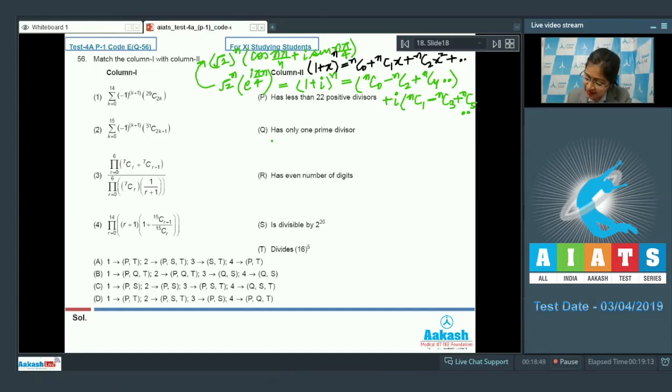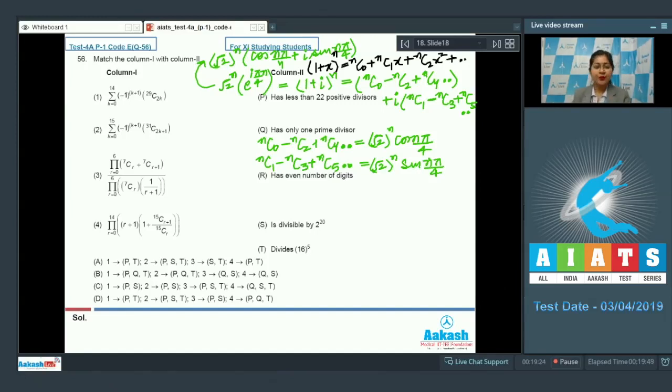Now from here it can be seen that the value of nC0 minus nC2 plus nC4, that is the real part, will be equal to the real part on the right hand side, that is it is equal to root 2 raised to the power n into cos of n pi by 4. Also the imaginary part will also be equal, that is nC1 minus nC3 plus nC5 and so on. This value will be equal to root 2 raised to the power n into sin n pi by 4. Is it clear? Okay.